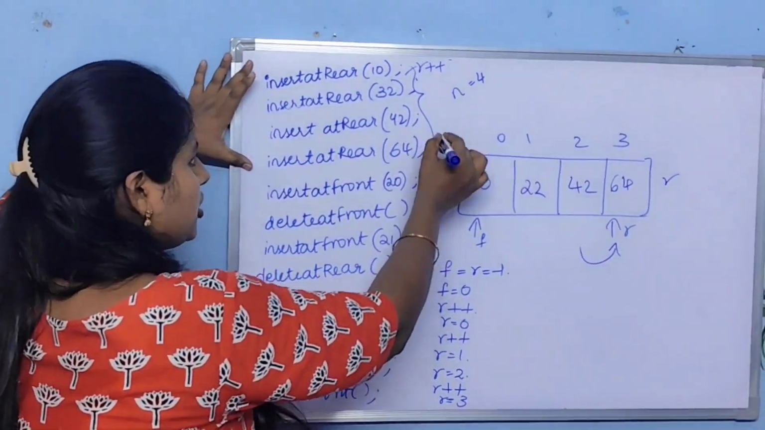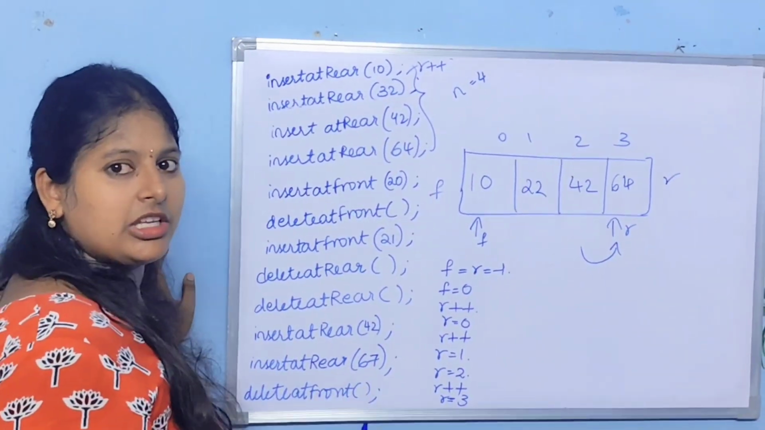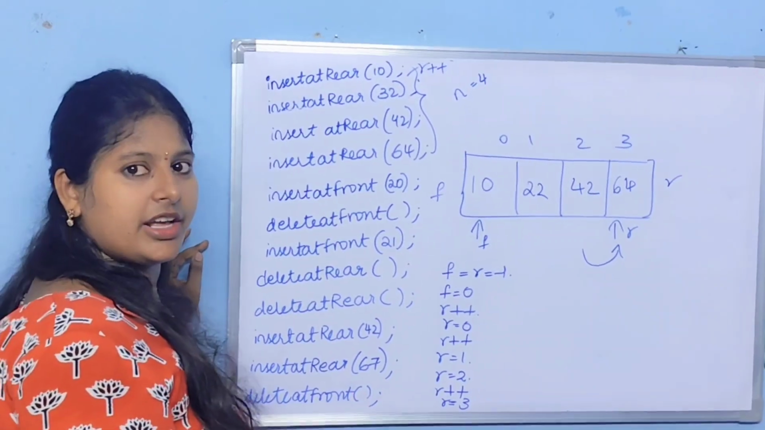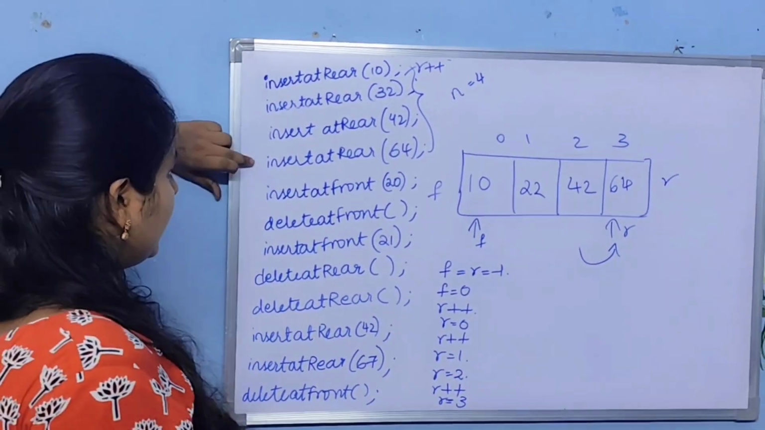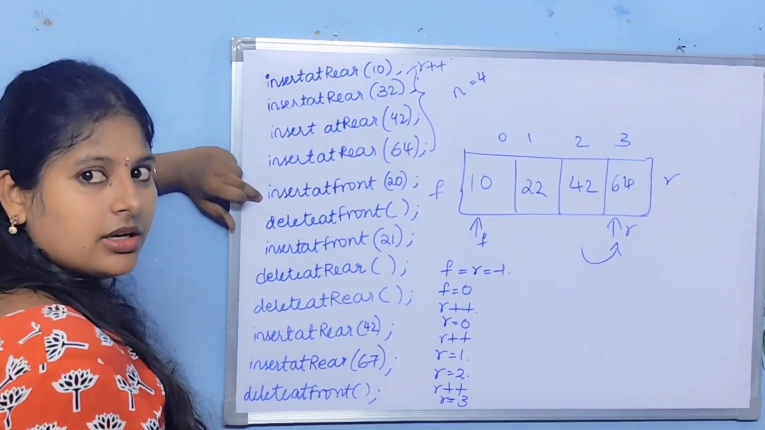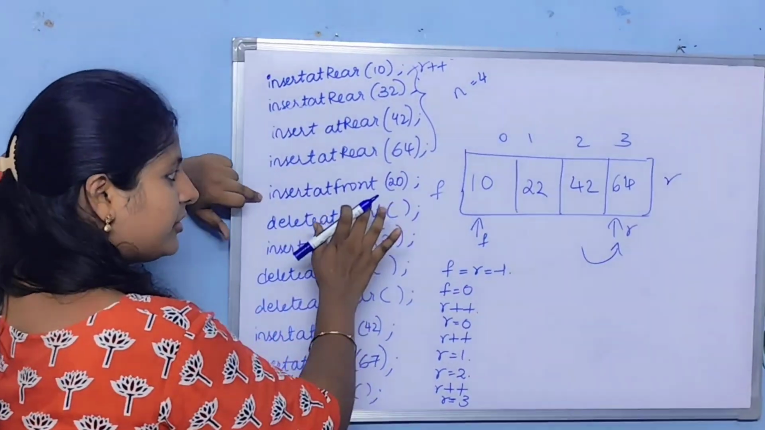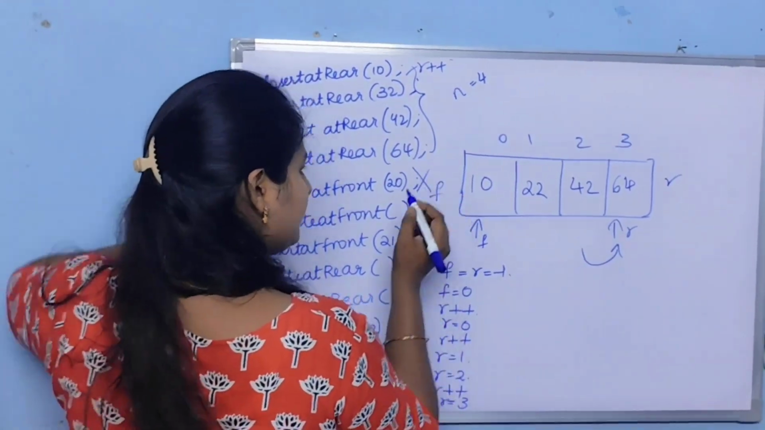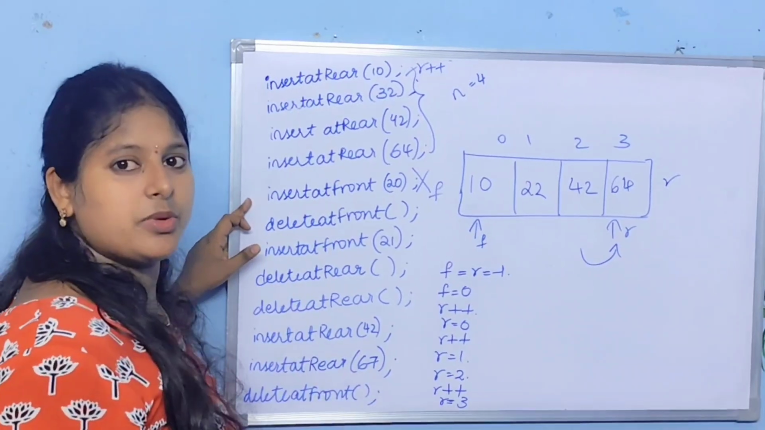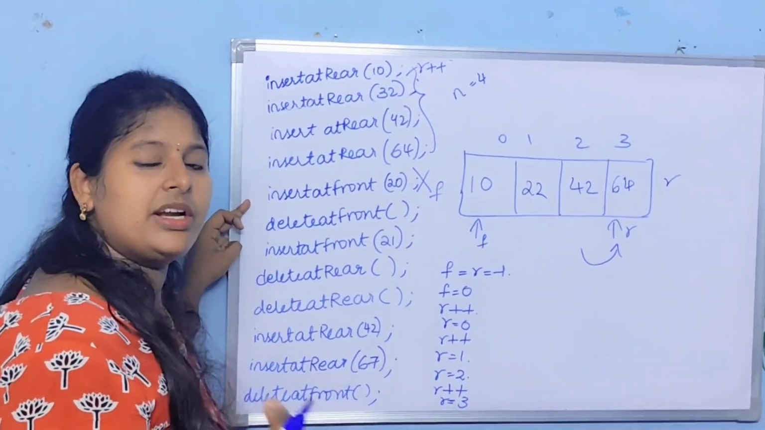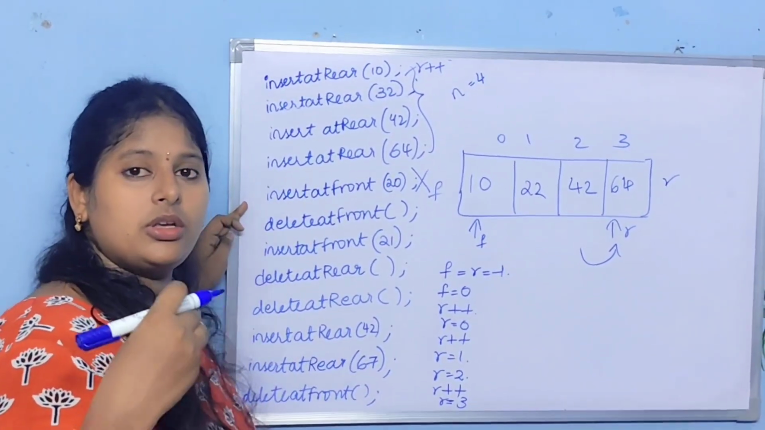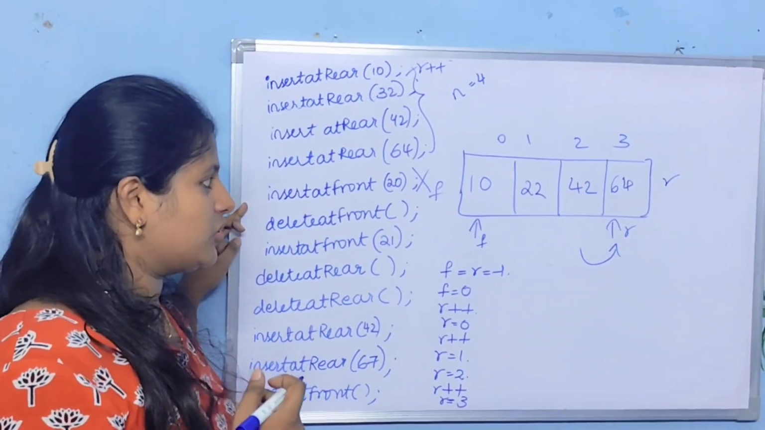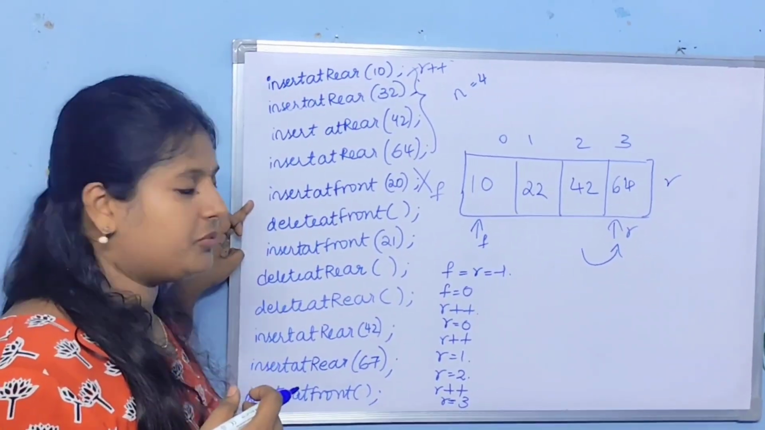For every operation you have done R increment, rear increment, since you are trying to insert at rear only. After this, insert at front. So I'm trying to insert at front. Is there any space at front? No, there is no space. So this operation will not be performed since there is no space. You should have either a completely empty queue or you have to find space somewhere. But there is no space. So this operation will not be performed here.